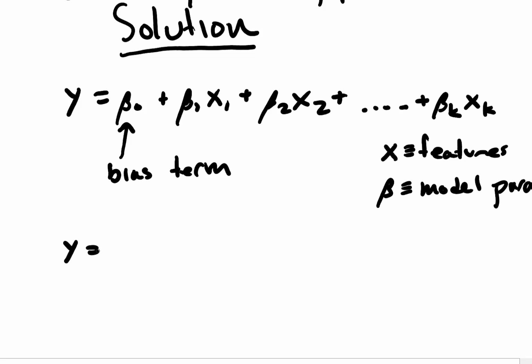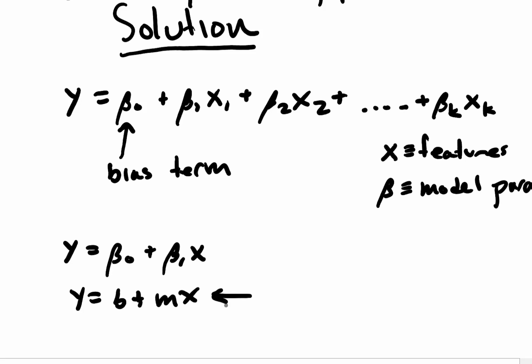Say we only have one feature. Let's say that y is equal to beta naught plus beta 1 x. Then this should look familiar. y is equal to b plus mx. So y is equal to mx plus b. This equation would be for simple linear regression, and this is if you only have one feature.